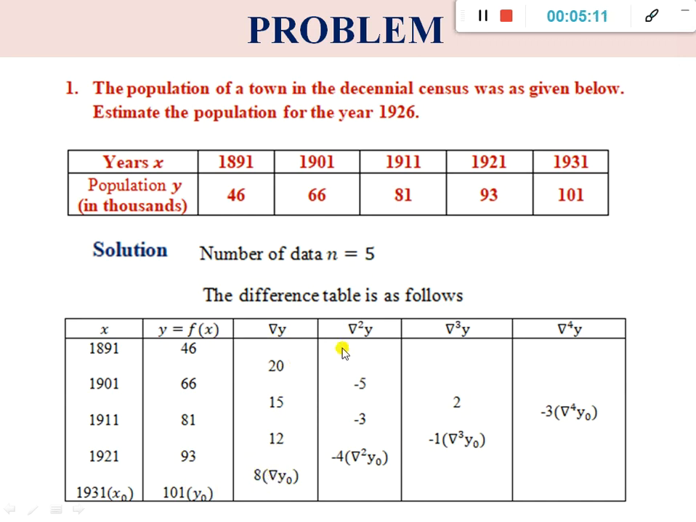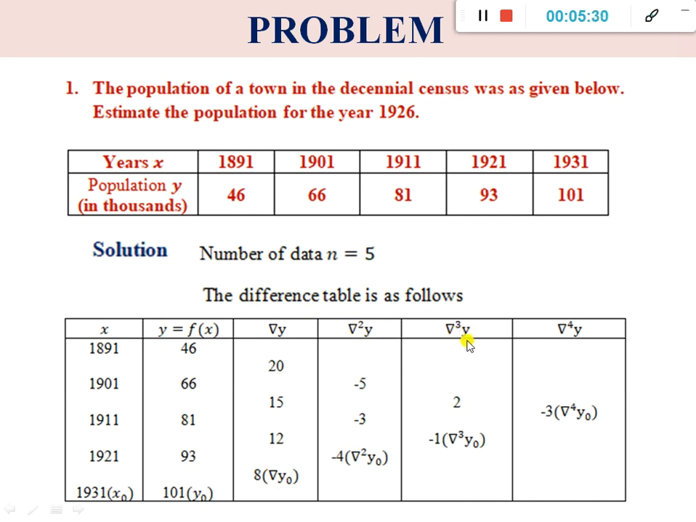Now we move on to the next column. Here also 15 minus 20 is minus 5, 12 minus 15 is minus 3, and 8 minus 12 is minus 4. At last I have minus 4. This is called del square y naught. So this column is delta square y.